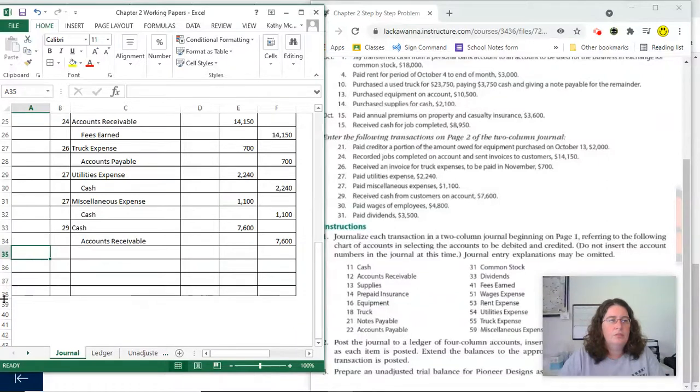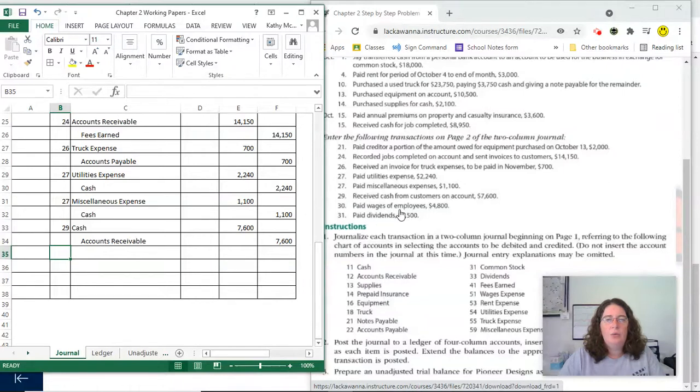Oh, there we go. Okay. On the 30th, we paid wages of employees. So if we scroll through our chart of accounts, we find 51 is wages expense. Okay, so we have our date, wages expense, and the amount was $4,800.